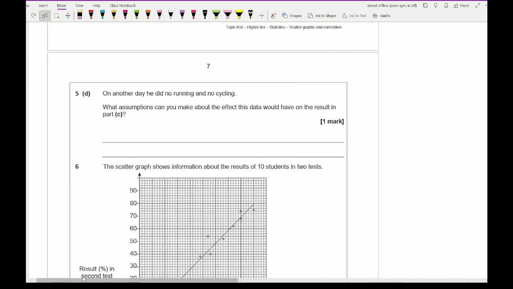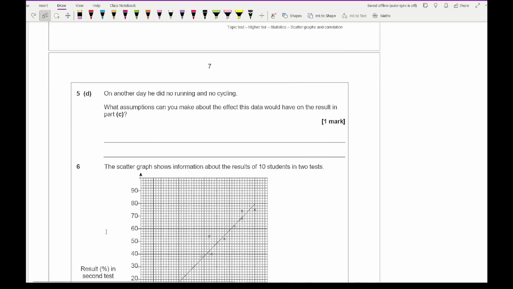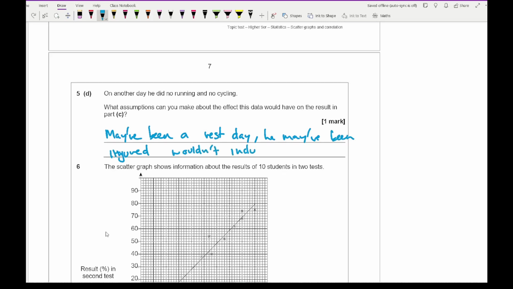Then for question D, it says on another day he did no running and no cycling. What assumptions can be made about the effect this would have on the data? So for this, you could say that it may have been a rest day. He may have been injured. He may have just been busy. But basically, you wouldn't include it in the data. So something along those lines would be absolutely fine.